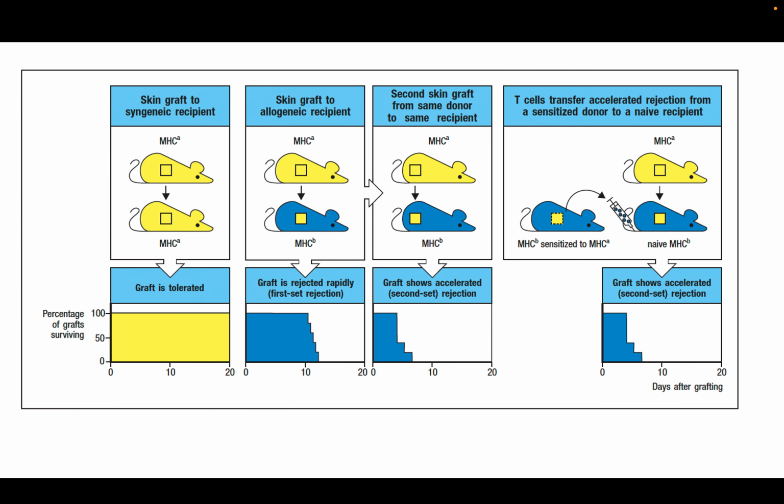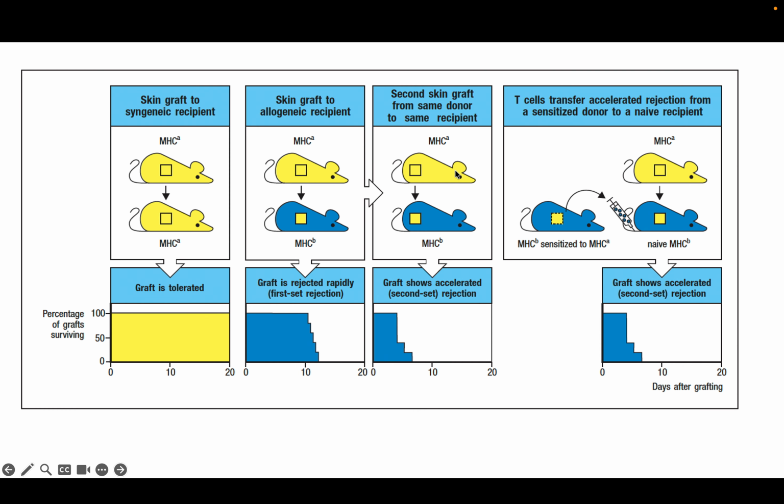So what we see within a transplantation, if we have mouse number A, which has MHC A, we take a graft and we put it to another mouse that has the same MHC A. These are genetically the same. The graft is tolerated. If we take a mouse that has a different MHC, we put it with another mouse that has MHC B, so this is MHC A and B, over literally 10 days, this graft is completely rejected.